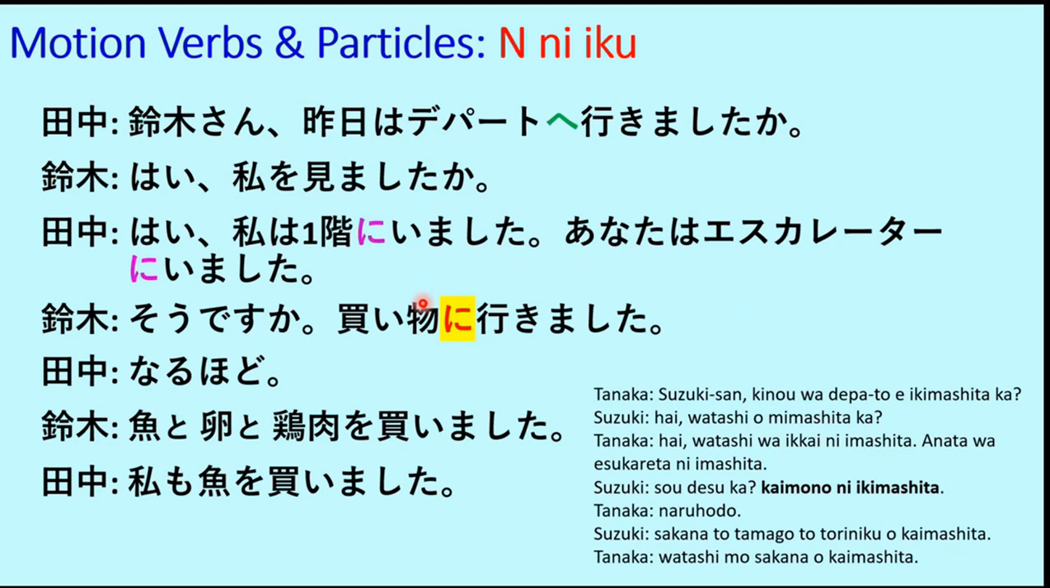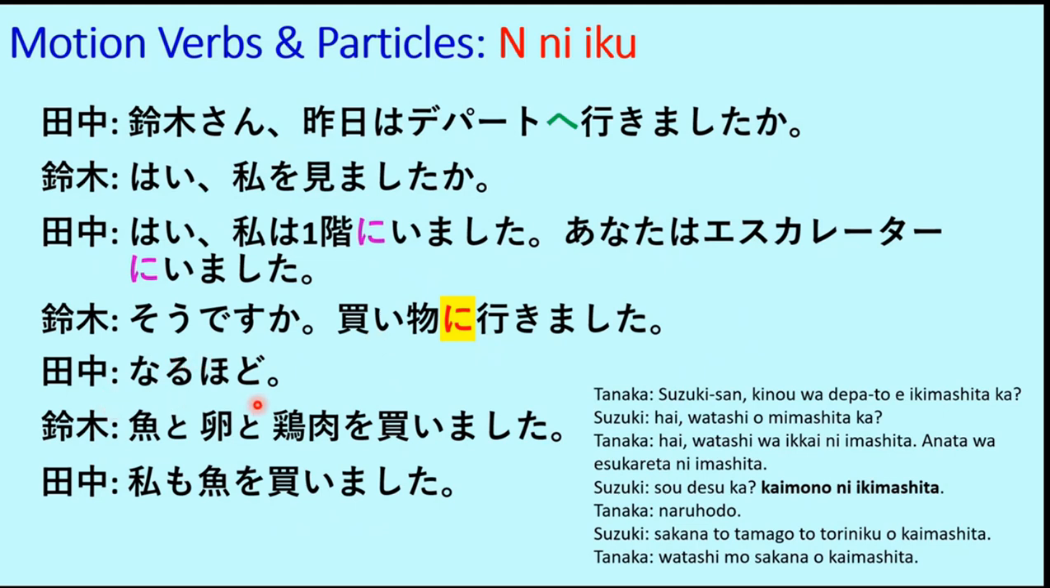Then Suzuki-san says, so desu ka? That means, is that so? Or, oh, I see. And then he says, kaimono ni ikimashita. That means I went there for shopping. Kaimono is shopping, and since kaimono is the purpose of going there, kaimono and ikimashita are connected using the ni particle as we just saw in this lesson. Kaimono ni ikimashita. Then Tanaka-san says, naruhodo.